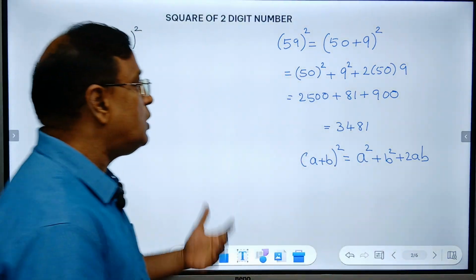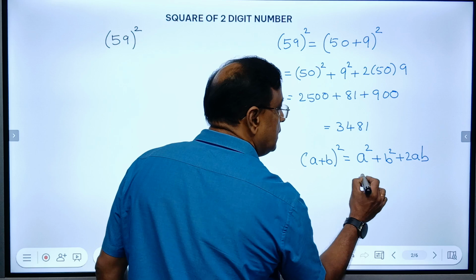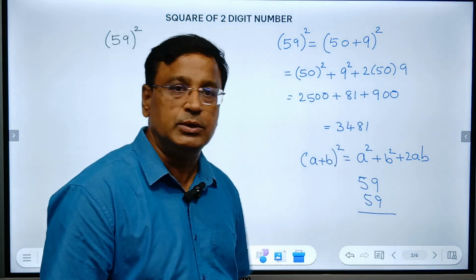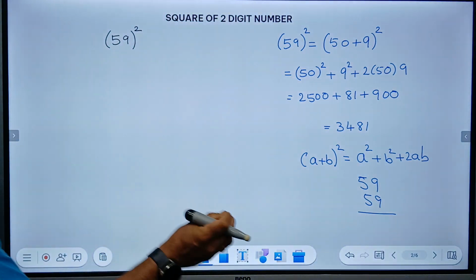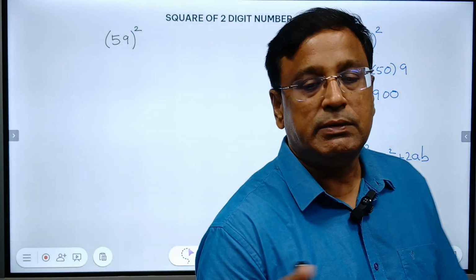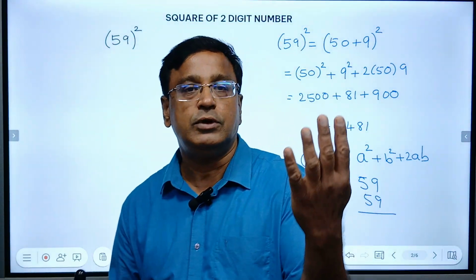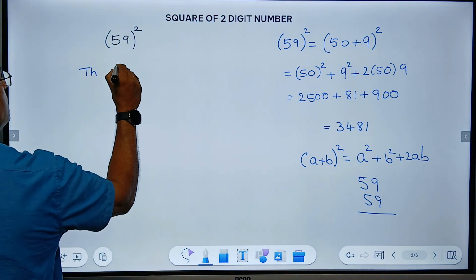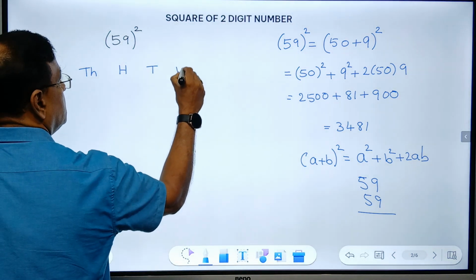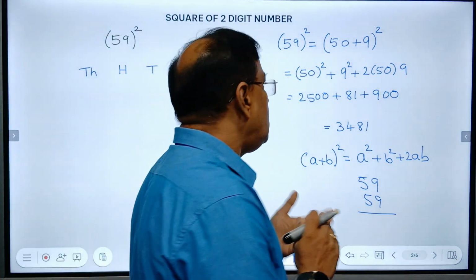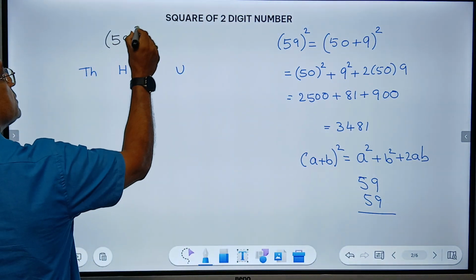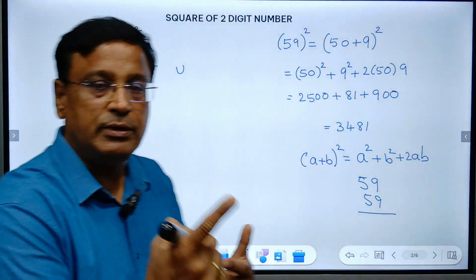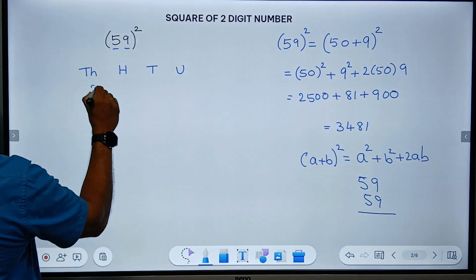This is too rigorous. Or otherwise, you take 59 and multiply it with 59, you know how to do it. Now the easiest trick here: 59 is a 2-digit number, so when I square a 2-digit number, I am going to get a 4-digit number. It will have the 1000th place, 100th place, 10th place and unit place. Now I will take this 59 square as 5 and 9. I square 5, and I get 25.